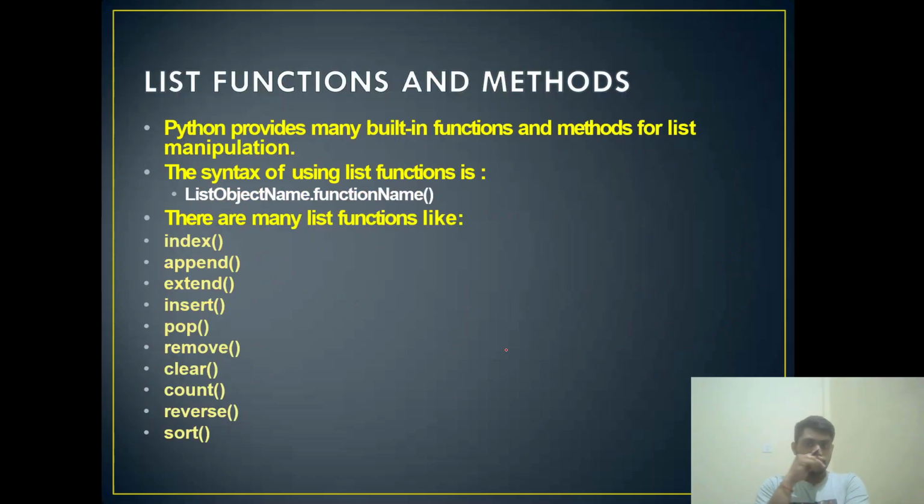Okay. And then the list functions and methods. So Python provides many built-in functions and methods for list manipulation. You can see here list object name dot function: index function, append function, extend function, insert, pop, remove, clear, count, reverse, sort. These are the functions that are there in the list.